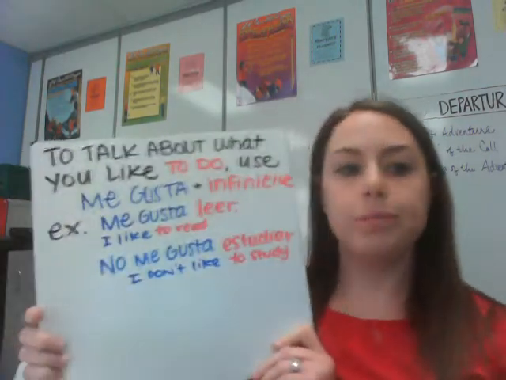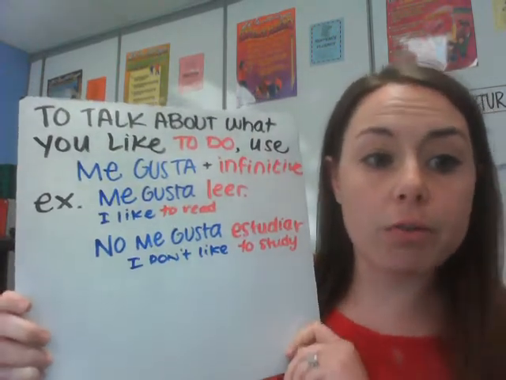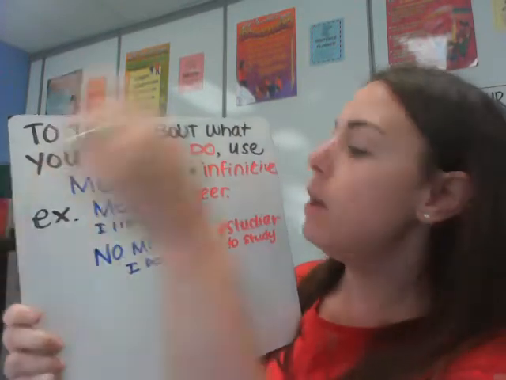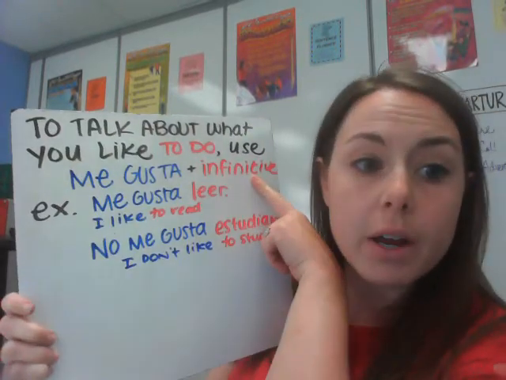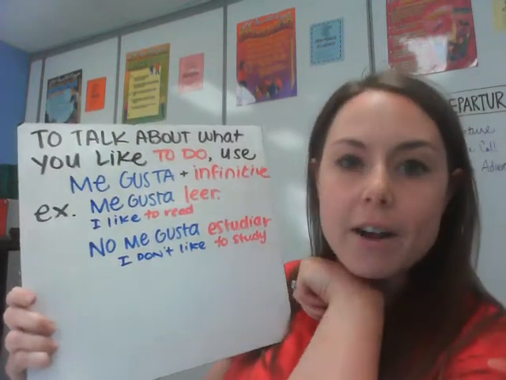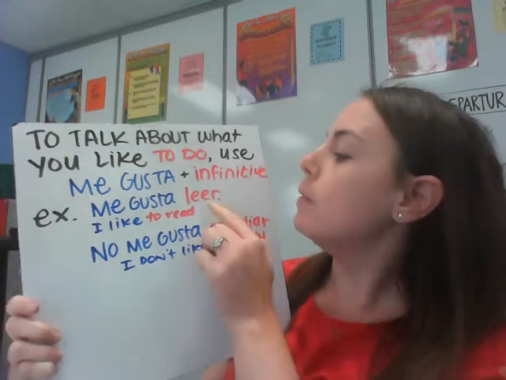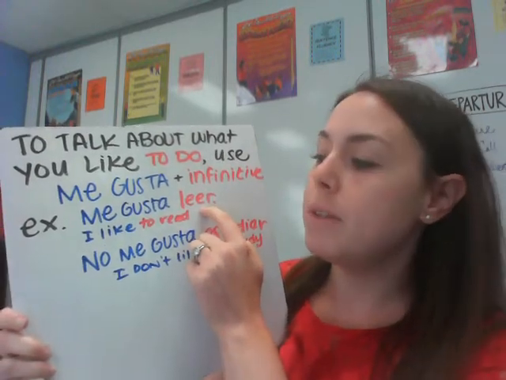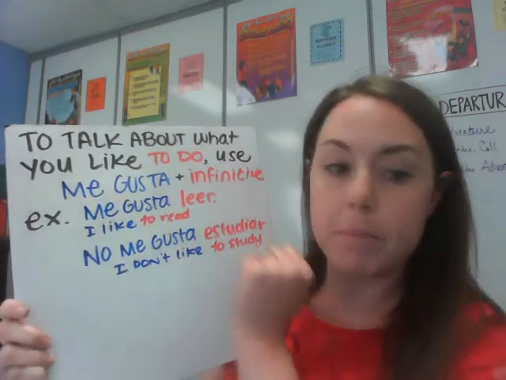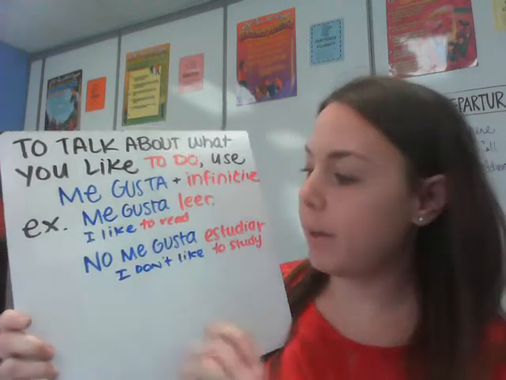When I want to talk about what I like to do, I am going to use a form of gusta. In this case, we're just going to start with me gusta plus an infinitive, one of those unconjugated verbs. For example, me gusta leer. I like to read. I'm just going to keep this in its most basic form because I'm saying to read. Me gusta is for I like.